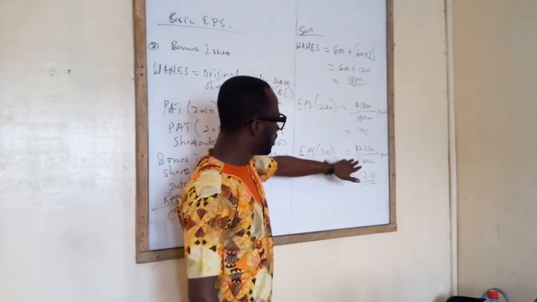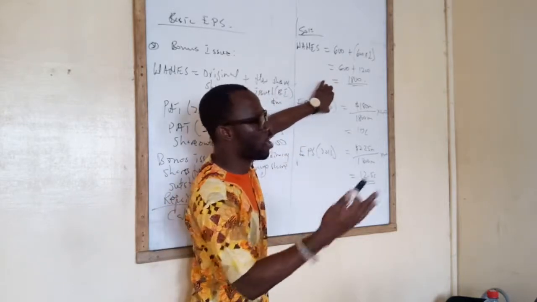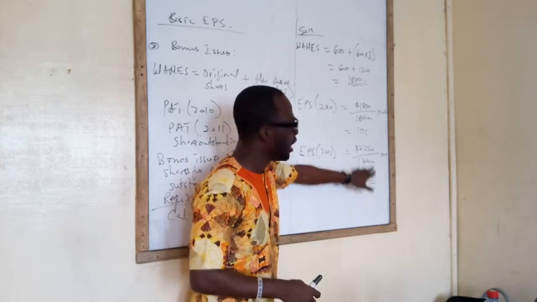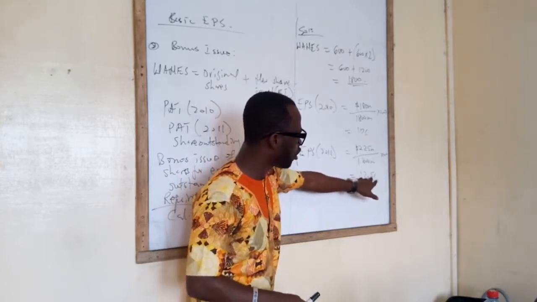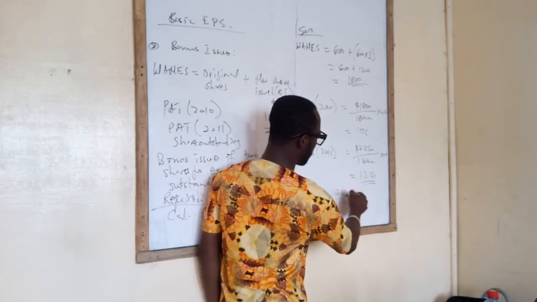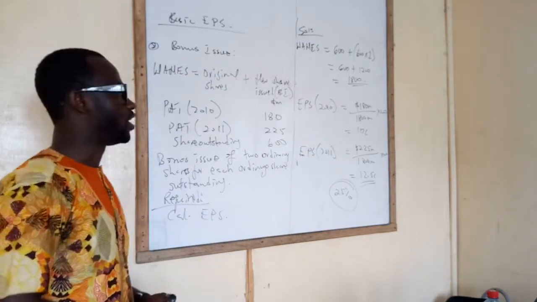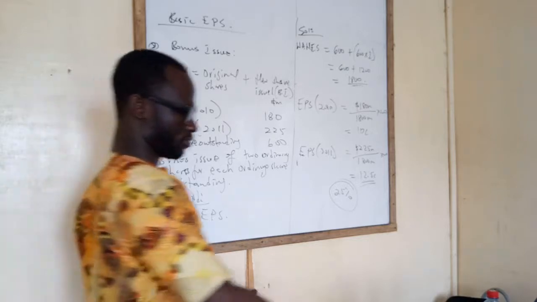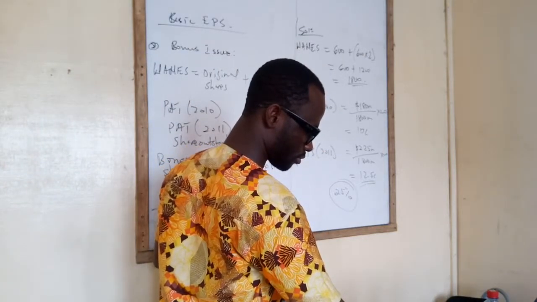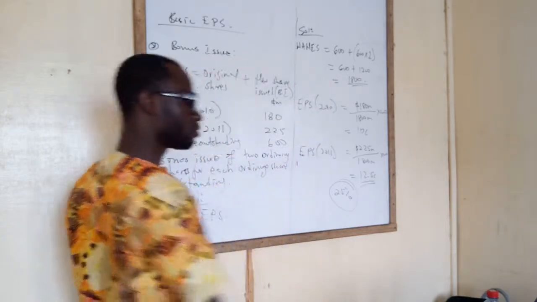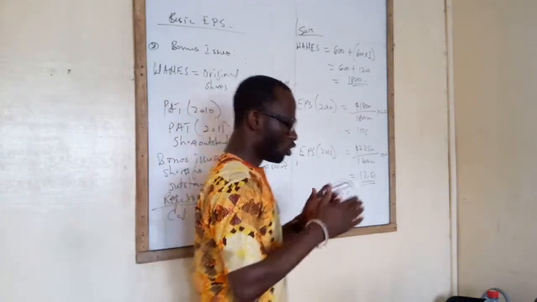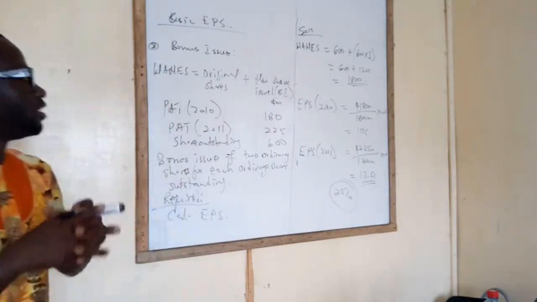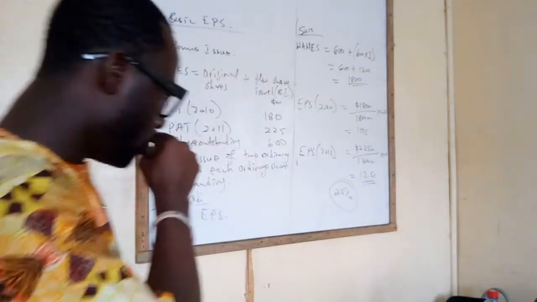Now, why did we use that same 1,800 in 2010, even though we are not required to do it? The reason is to calculate the percentage growth in what? The earnings per share. As you can see, it was 10 cents, but now it will be what? 12.5 cents. If you do the workings, you realize that there is a growth of about 25% in the earnings per share of the company. So this is how we calculate EPS under bonus issue. So note how the workings are done under bonus free, full market or full price, and then how it's being done under bonus issue.